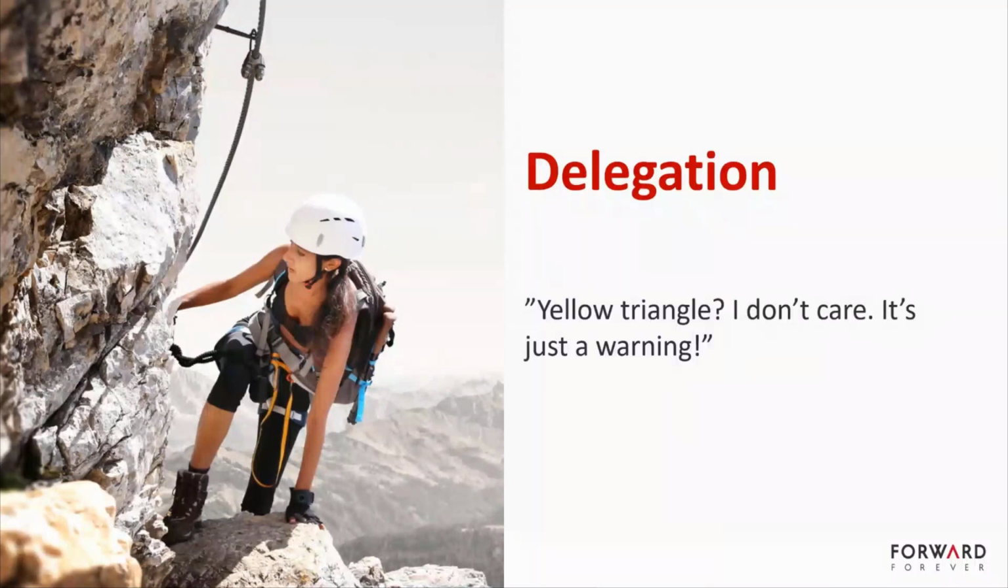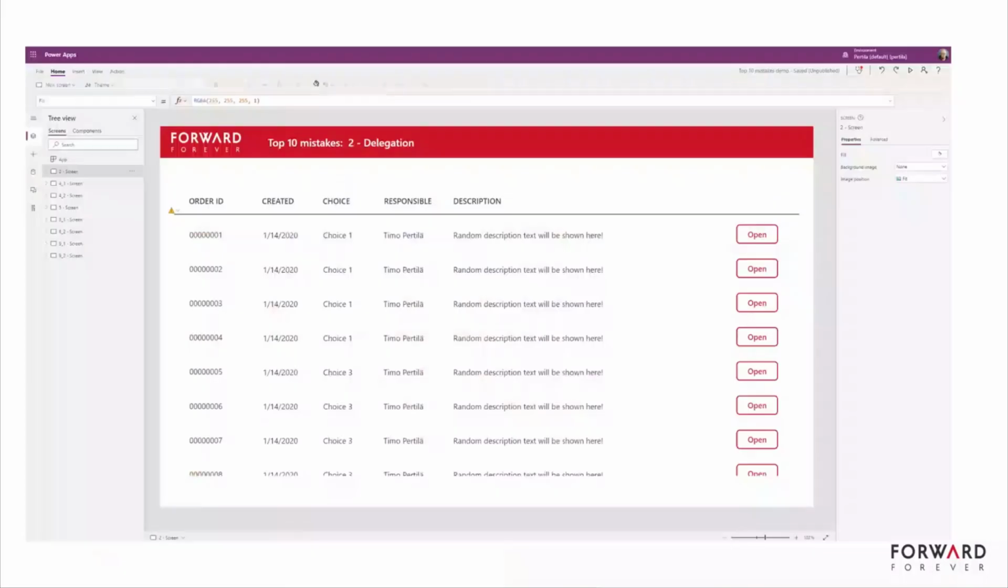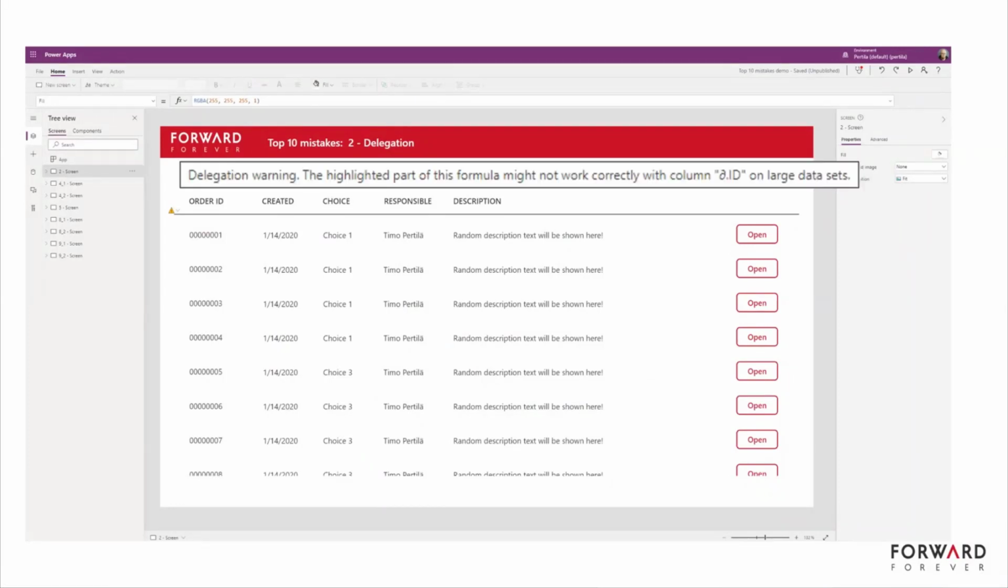And how do you notice that you have a delegation issue? That's pretty simple. You have this yellow triangle in your Canvas editor, and then you know that now you have a delegation issue in your application. If you mouse hover over that nice little yellow triangle, you get this message: delegation warning. The highlighted part of this formula might not work correctly with column blah blah blah on large datasets. And this is kind of confusing.